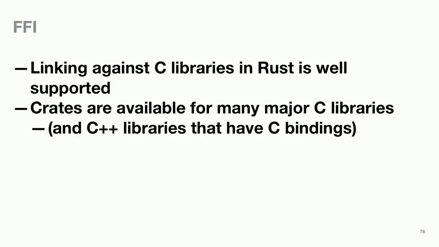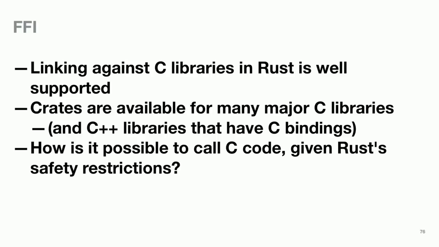How is it possible to call C code given Rust safety restrictions? This is an important question. Rust is very strict, C code is not. If we're calling into C code, then how does Rust allow this?